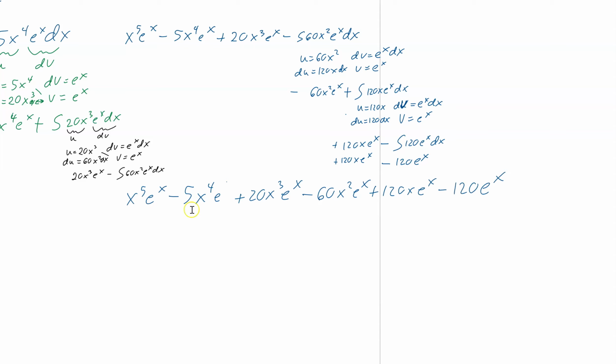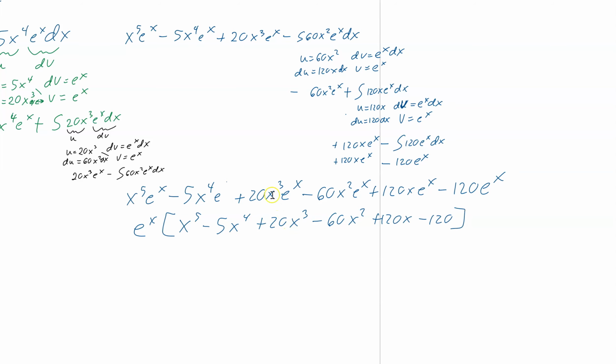So you can see that all the way through. And then we should factor out that e to the x, but we end up with this: x to the 5th minus 5x to the 4th plus 20x cubed minus 60x squared plus 120x minus 120. And there you have it. So let's look for some patterns here.